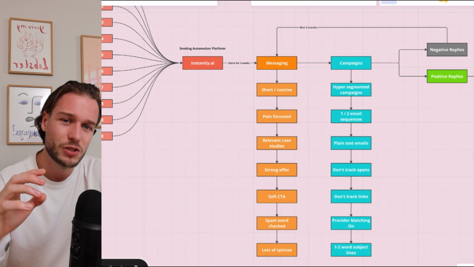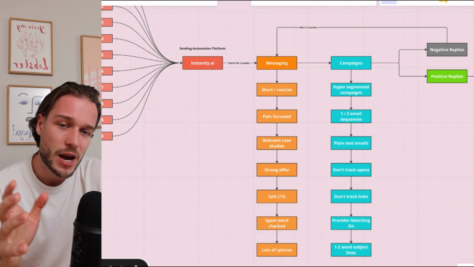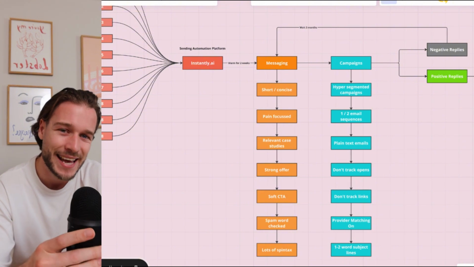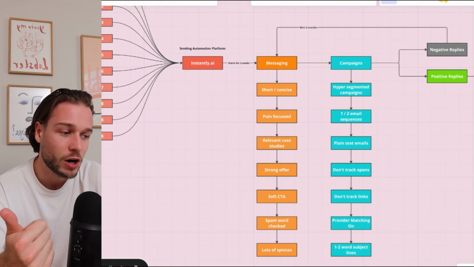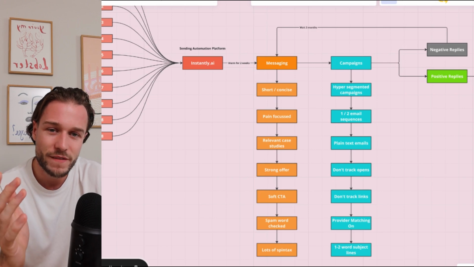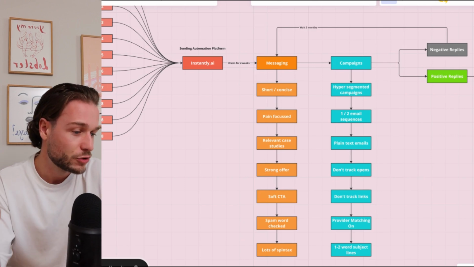And this is going back to your segmentation and your lead scraping, your list building, your lead scoring, all of this. Relevant case studies to that segment of the market, having a strong offer, having a soft CTA, so things like, can I send you some more information? Are you interested in more information, etc., etc.